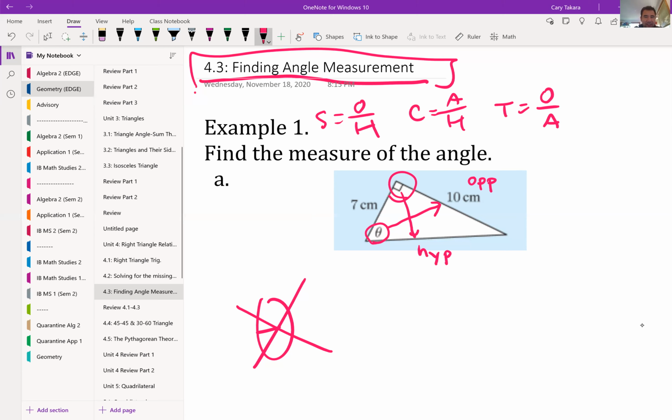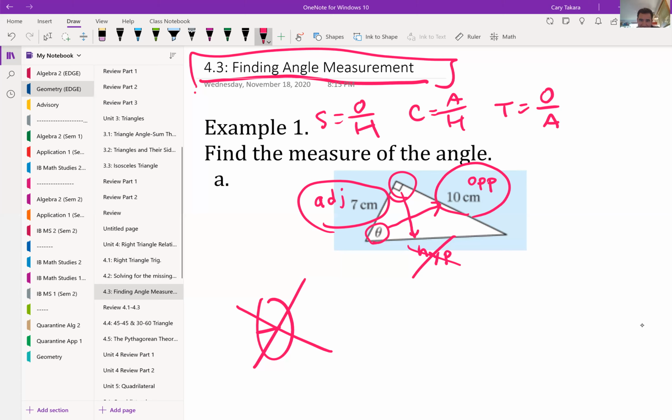There is nothing labeled on it, so the hypotenuse is basically out of the picture. And then 7 centimeters has to be adjacent. Now we are dealing with adjacent and opposite. So very good. Which function are we going to use? Is this a sine problem, cosine, or tangent?